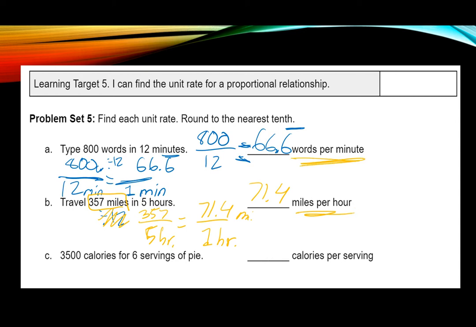And then the final one here, we have 3,500 over 6.